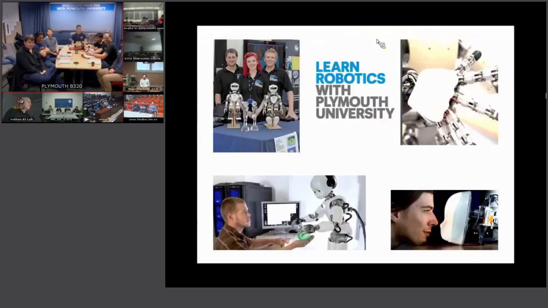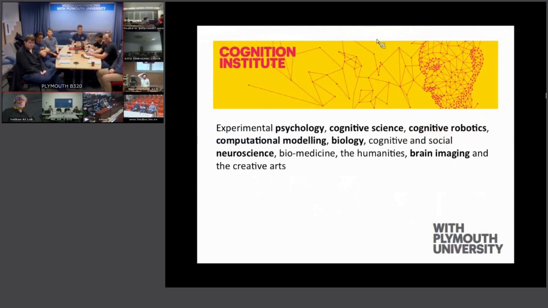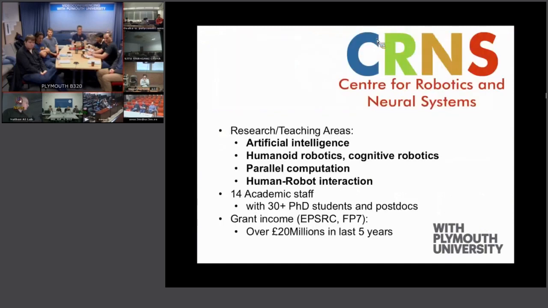At Plymouth University, we have a very active robotics community, and we do different degrees from bachelor, master, and PhD in robotics, a lot of hands-on robotics, robot football, etc. We are officially part of the Cognition Institute, which is a large interdisciplinary institute in psychology, cognitive science, biology, robotics, etc. Within the Cognition Institute, we have the Center for Robotics and Neural Systems, where we focus on artificial intelligence, humanoid robotics, cognitive robotics, parallel computation, etc.